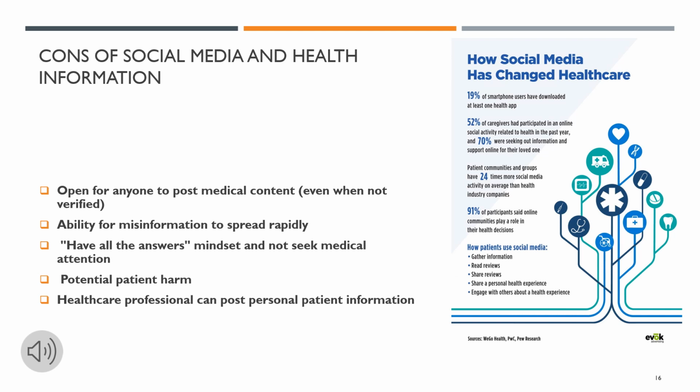So what are some cons of social media use in health information? One is that it is open for anybody to post anything they want about medical content, even if it's not verified. For example, the Washington Post uploaded an article regarding a woman who thought she found the cure for cancer by making a certain smoothie. So she made a video and posted it to YouTube.